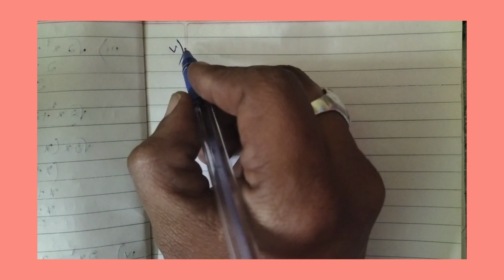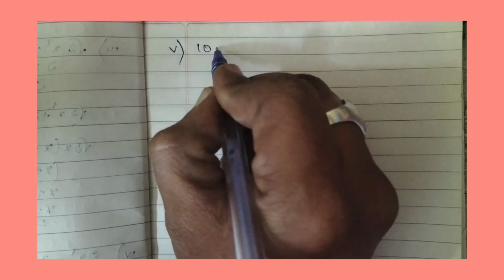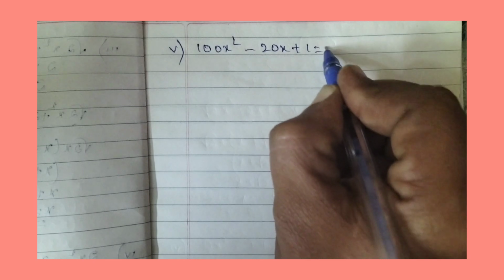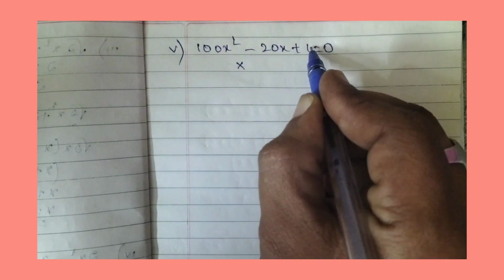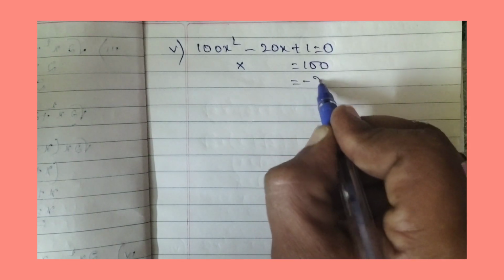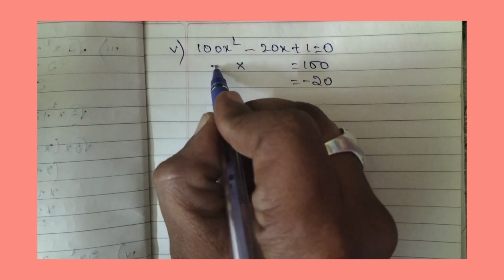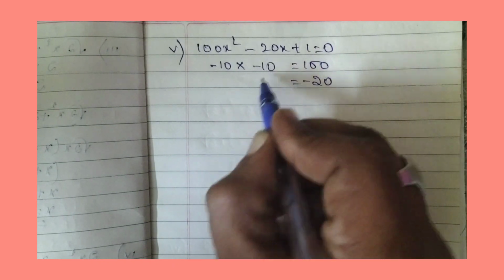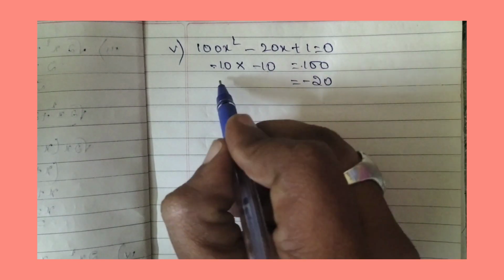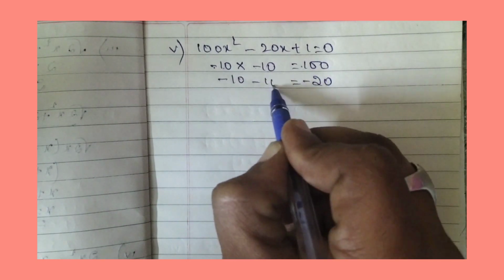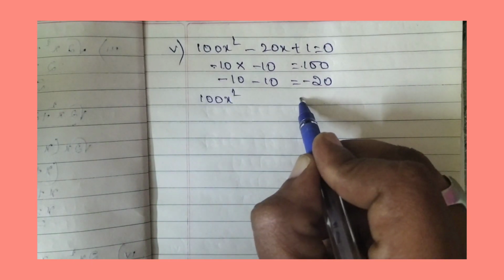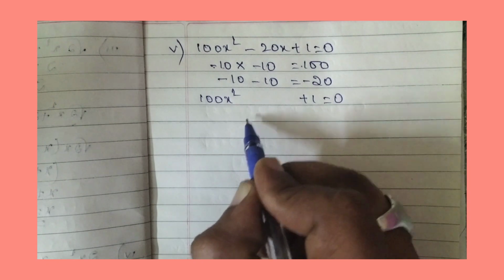In question number 5, they have given 100x² − 20x + 1 = 0. If you multiply two numbers we have to get 100, and if you add we have to get −20. So one is −10 and the other is also −10. Minus into minus is plus, 10 tens are 100, and −10 plus −10 is −20. So 100x² as it is, plus 1 equal to 0 as it is.